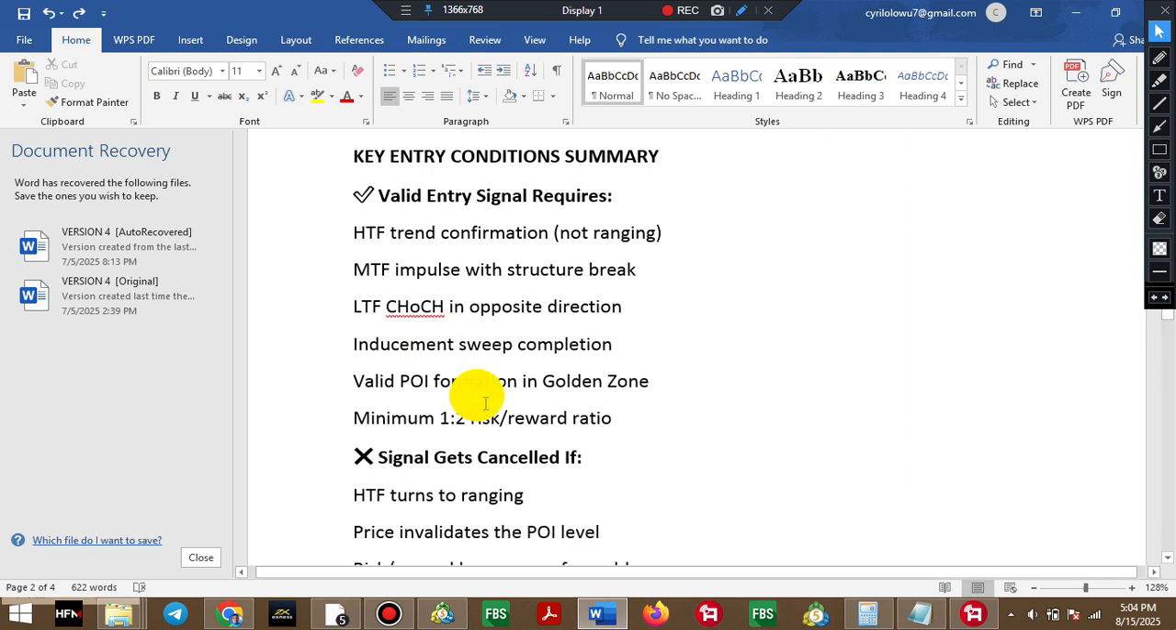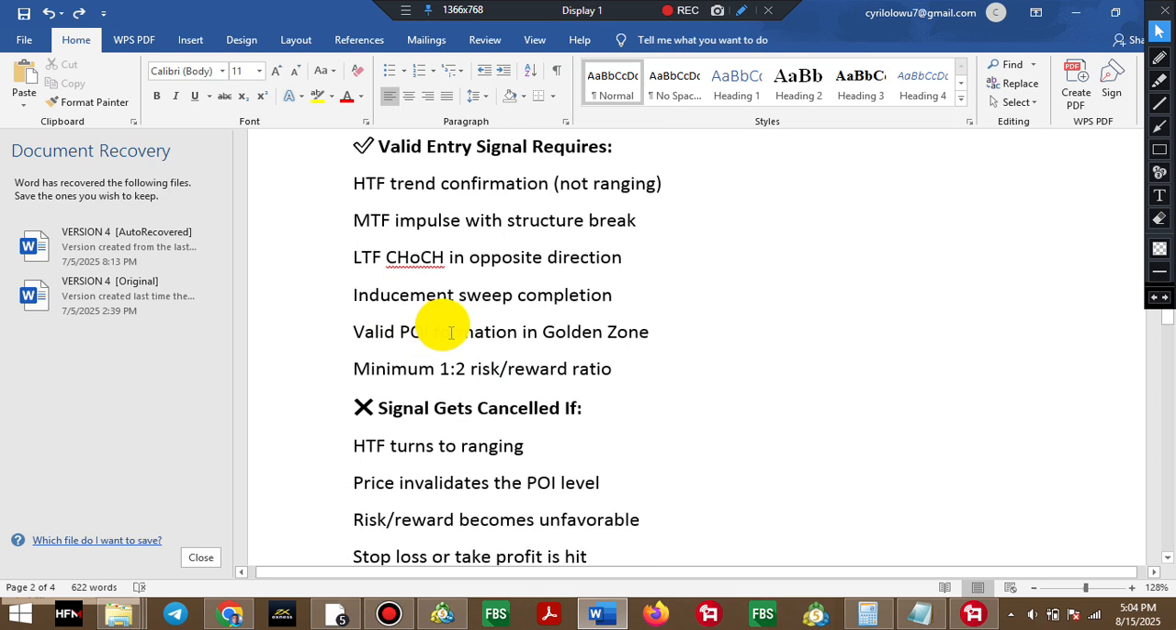Then the valid POI, we already cited the valid POI. The reason there was no POI there was because the system is ranging on the higher time frame, so it failed to draw a valid POI. But if you understand break of structure, you should know that when there's a break of structure, the move that led to that break of structure automatically becomes either a demand zone, a supply zone, or an order block. Then the risk to reward.